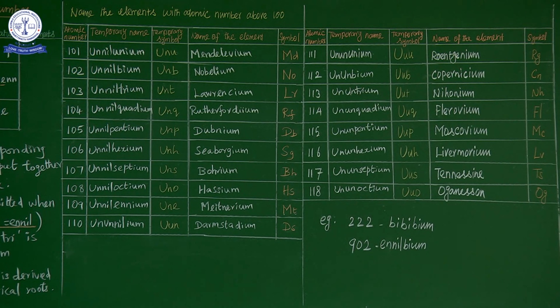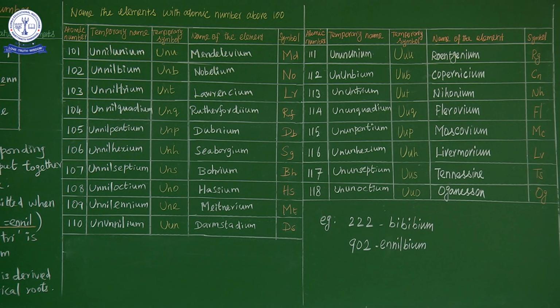For 212, we only need to ask 101 to 118, right? So more elements may be found. Then what can we give for them? If it is an element with atomic number 222, the temporary name is: for 2 we use bi, again 2 bi, again 2 bi, and we are adding IUM. So when bi comes before IUM, one of the I is omitted.